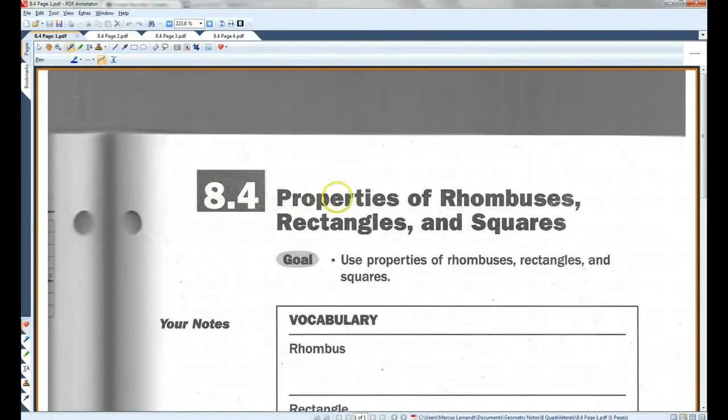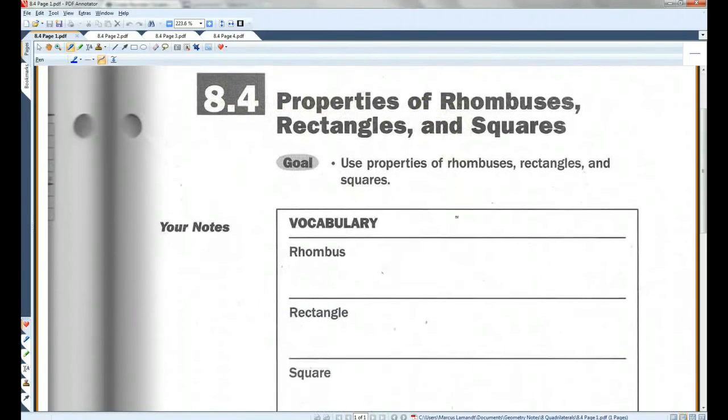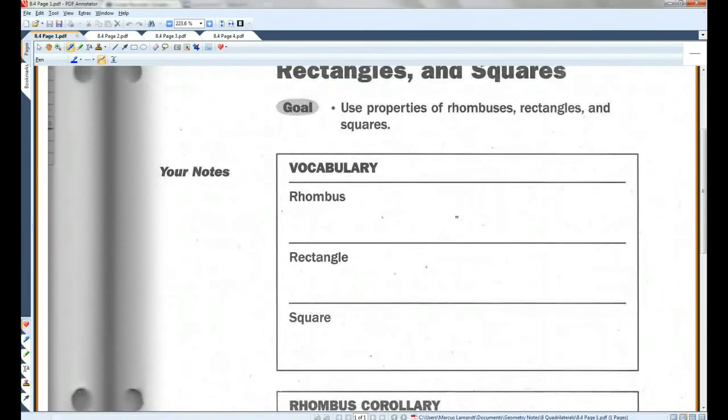All right, 8.4, properties of rhombuses, rectangles, and squares. First of all, I want to point out that all three of these are parallelograms. These are different types of parallelograms. Now, in addition to having two pairs of opposite parallel sides, plus all the other info we've already learned about parallelograms, there's a couple things that are special about these three types of parallelogram.